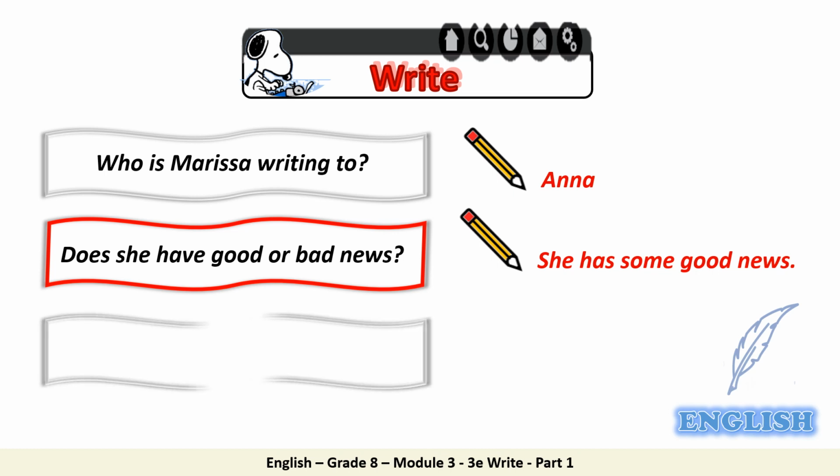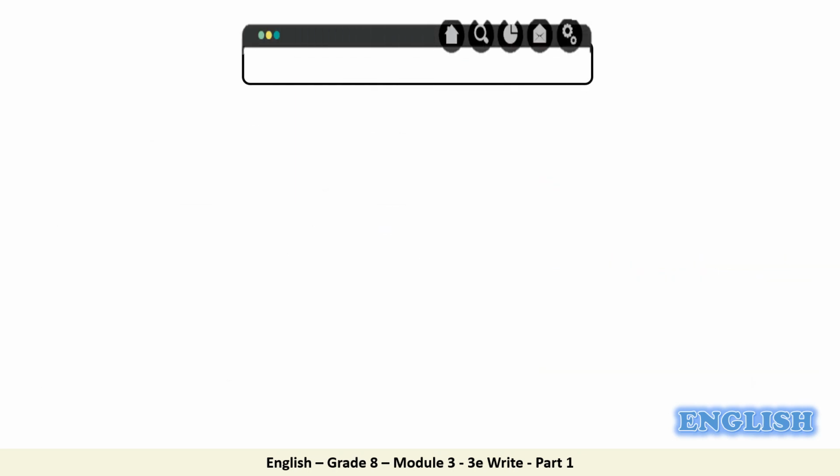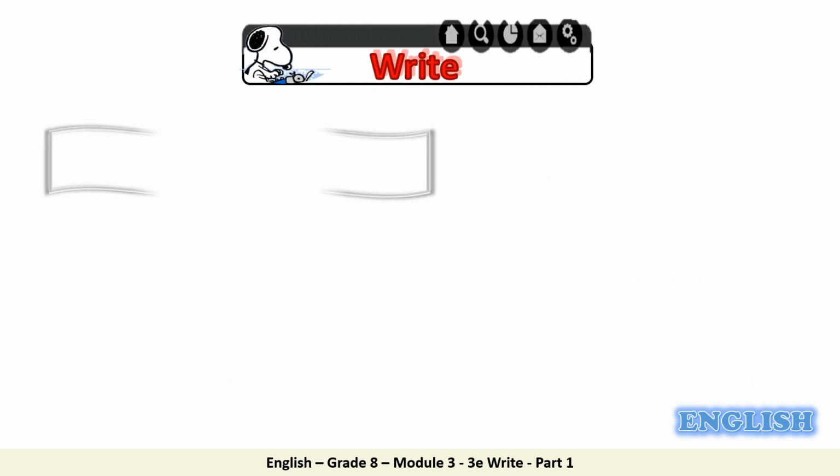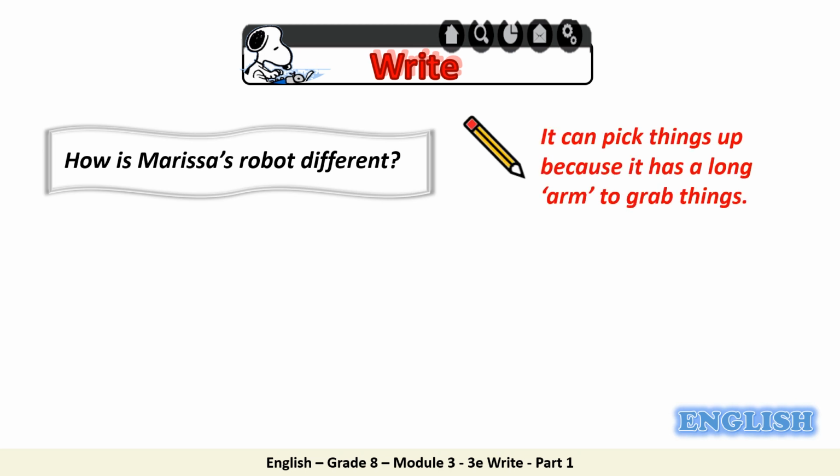Question number 3. What did many of her classmates build? You are right. Robot cars. Question number 4. How is Marissa's robot different? Very good. It can pick things up because it has a long arm to grab things.